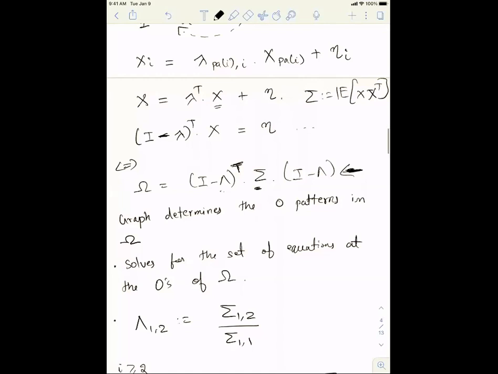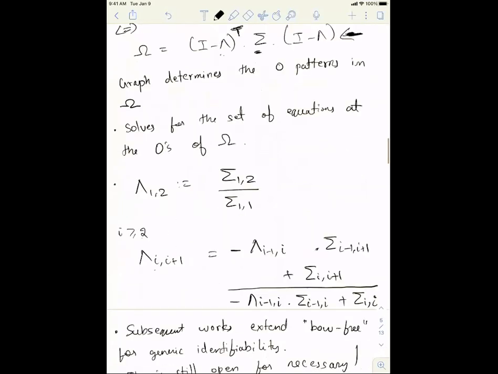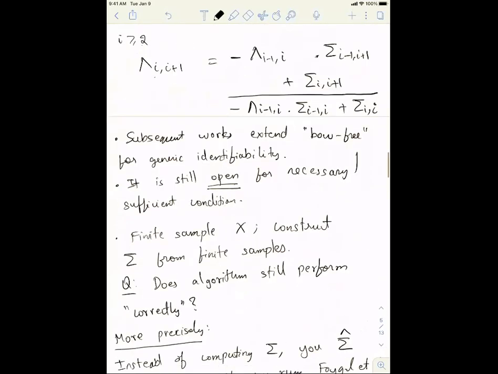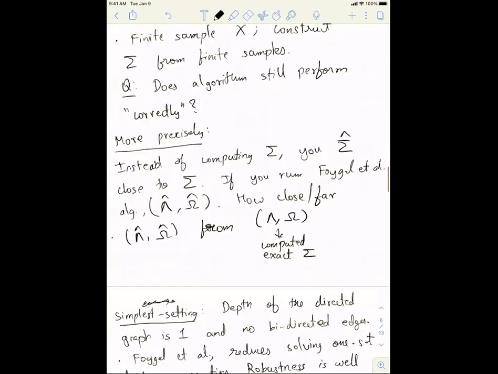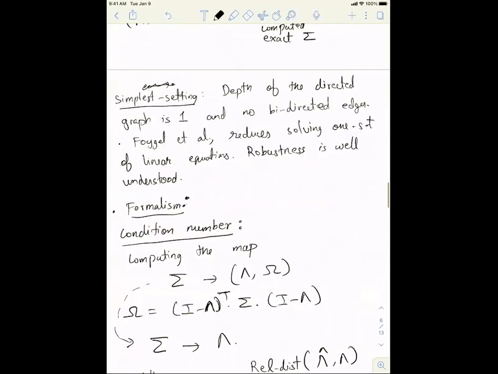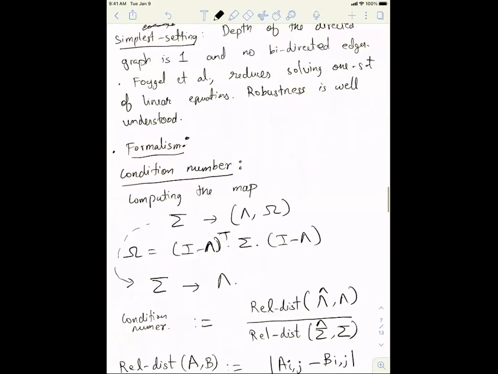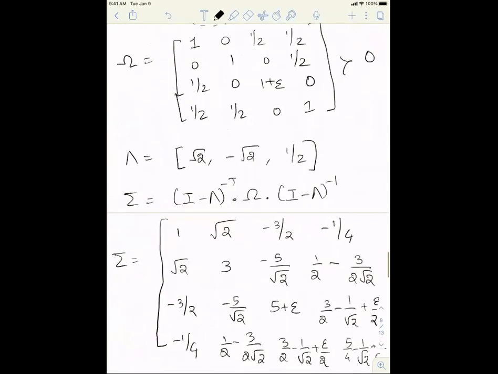So yeah, I think there are a whole bunch of open questions. One of the most important questions is precisely characterizing the set of graphs for which generic identifiability is known. And of course, improving these conditions for more specialized versions.